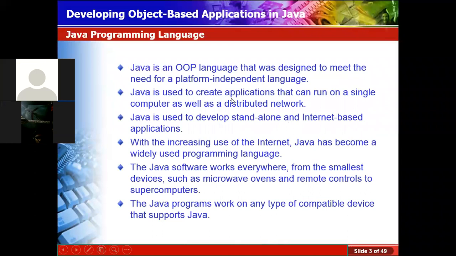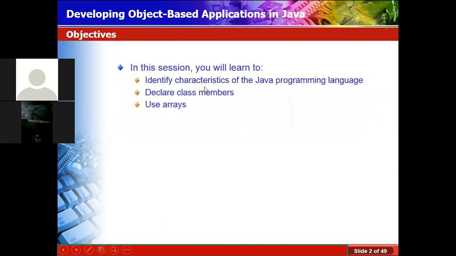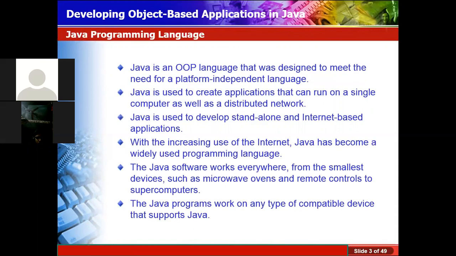Then in this session we have to cover identify the characteristics of Java programming language, declare the class member. So the two things we have to discuss; array we have to discuss in another chapter. So Java is an object oriented programming language that was designed to meet the need for a platform independent language.